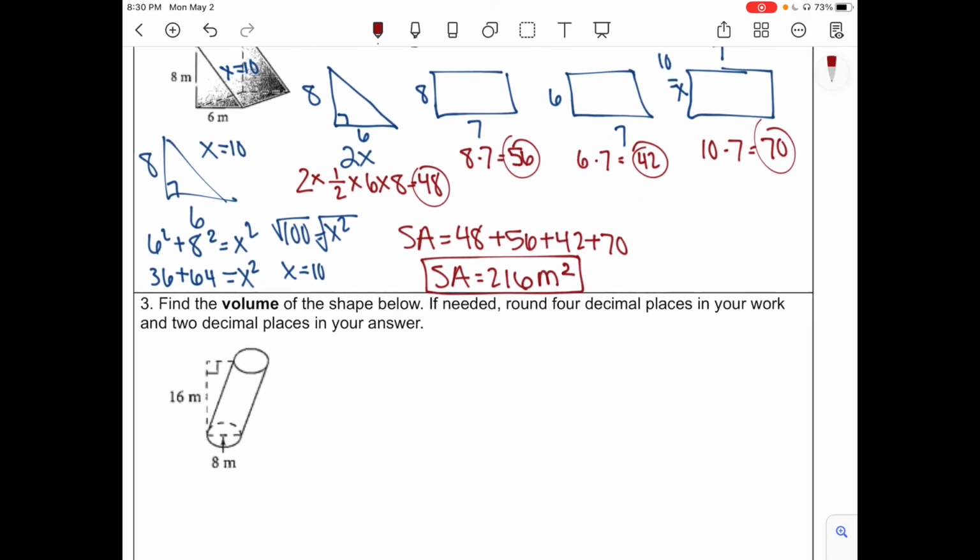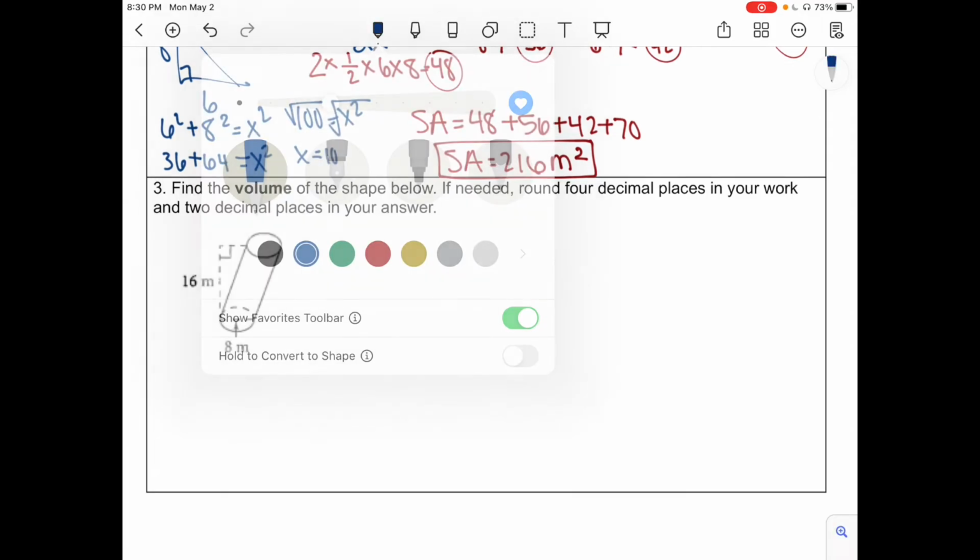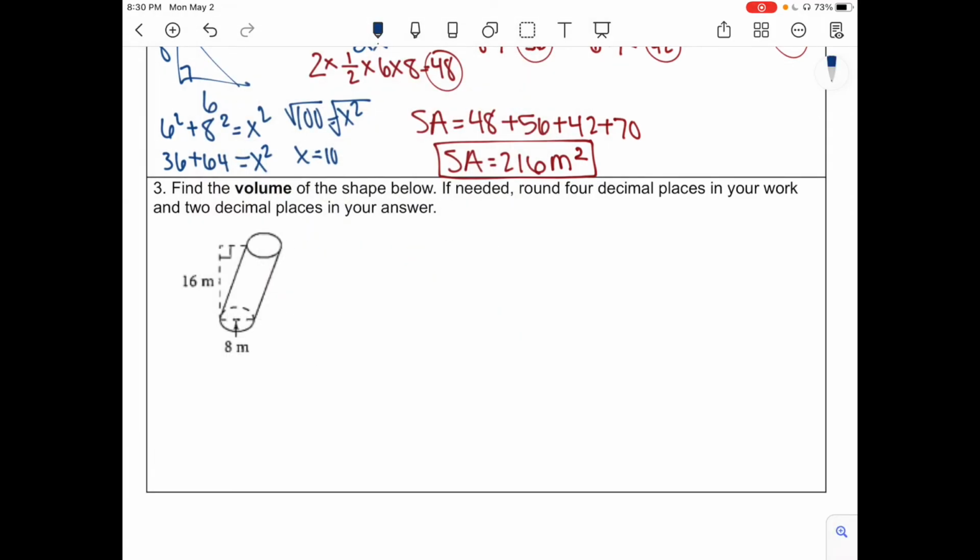All right, and then the last one on the first page, it says find the volume of the shape below. If needed, round 4 decimal places in your work and 2 decimal places in your answer. This one is still a cylinder. It's just oblique. That comes from Cavalieri's principle that we're going to talk about in class, where if you took a stack of pennies, and I think it was like 25 pennies, and then if you were to slant that stack of pennies, the volume would still be the same. You'd still have 25 pennies.